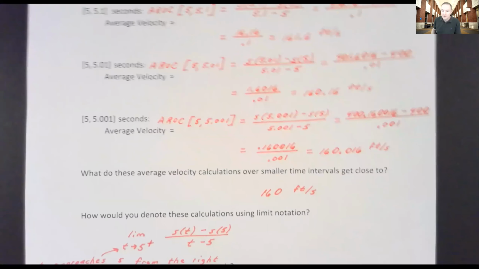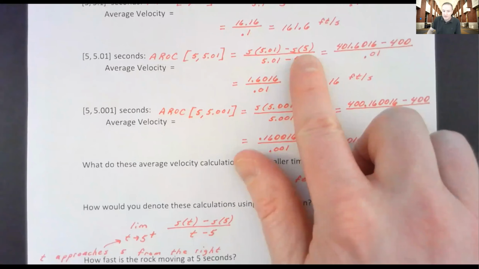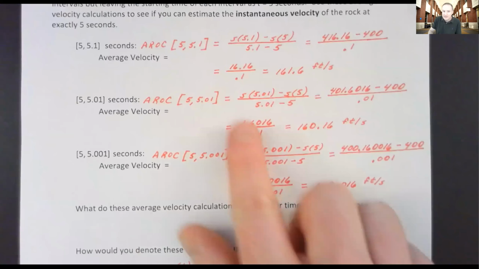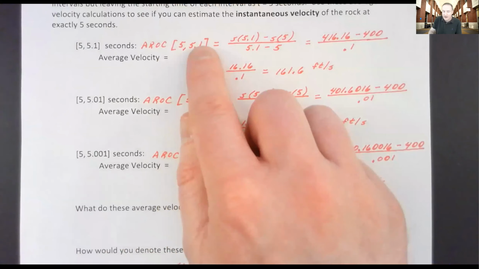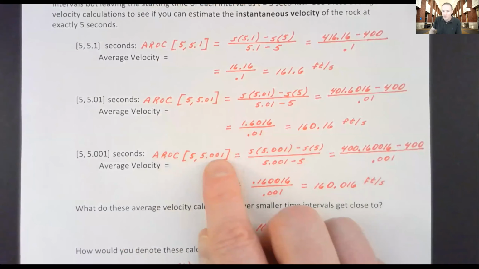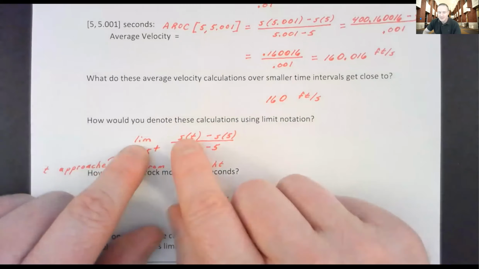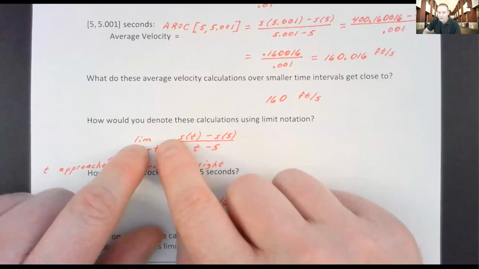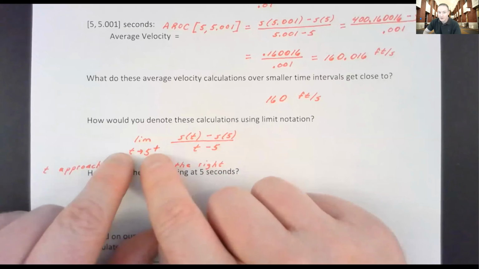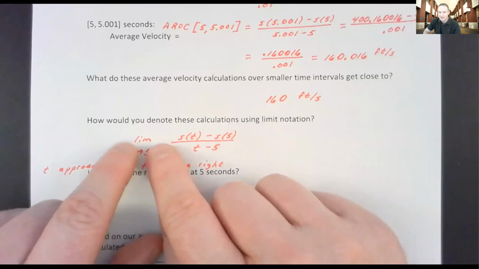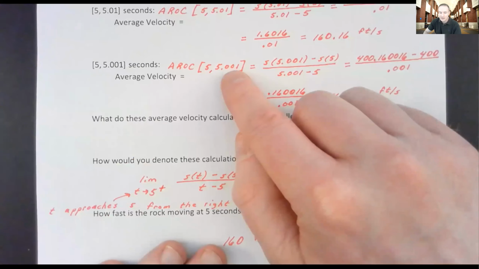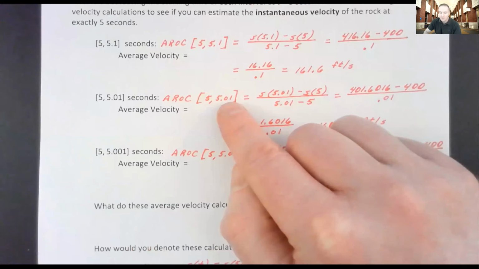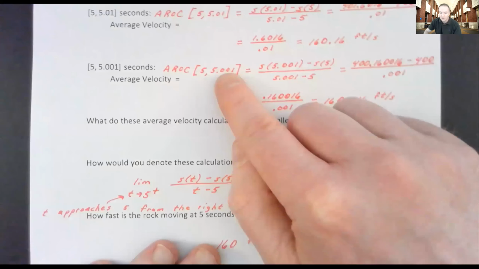Now, the way I would denote these calculations that I've done up here above, this is a limit. What I'm doing is I'm taking this second time and I'm putting it ever and ever closer to my first one, 5.1, 5.01, 5.001. All of these are approaching 5. So notice my limit notation here. I'm saying I'm going to take my function s of t and I'm going to plug values of t into it that are approaching 5 from the right. That's what this means. This is the limit as t approaches 5 from the right. So all of my values that I'm going to plug in for my time are values approaching 5 from the right. They're getting closer and closer to 5.